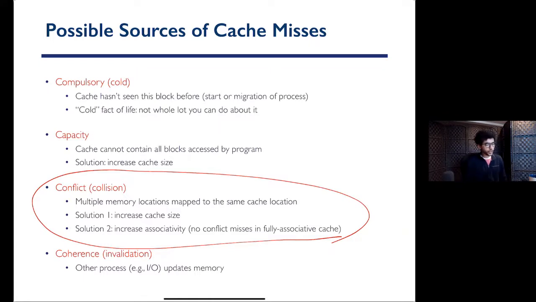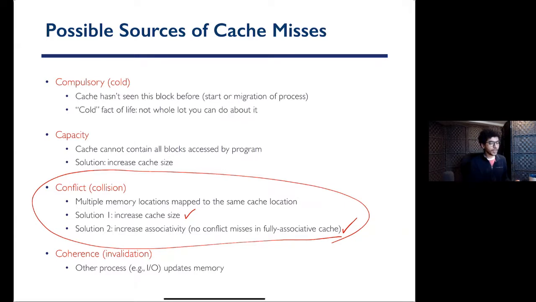Now, to solve this, you could increase the size of your cache. If you increase the size of your cache, then you will have more sets. Then you will have less conflict, because the more sets you have, the fewer memory addresses are mapped to each one of them. Or you can increase the set associativity of your cache, so you can have more blocks per set. That way you might have fewer conflict misses.